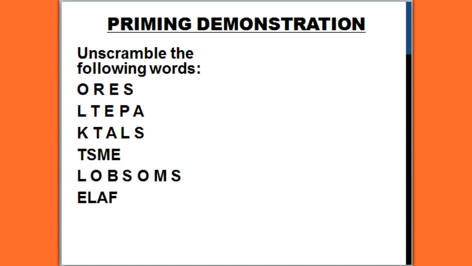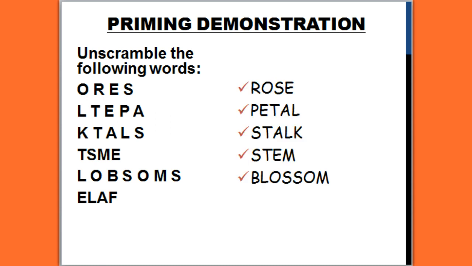Just take a look at them, and I'll give you a couple seconds. You can see a bunch of scrambled terms, and normally I would have the answers right off to the right, but I'm not going to do it that way here. I will go to the next slide. And here we go. You can see the first one is rose, and then petal, and then stalk, stem, blossom. Okay, there's a theme here. I don't know if you caught it, but the terms have to do with a flower.